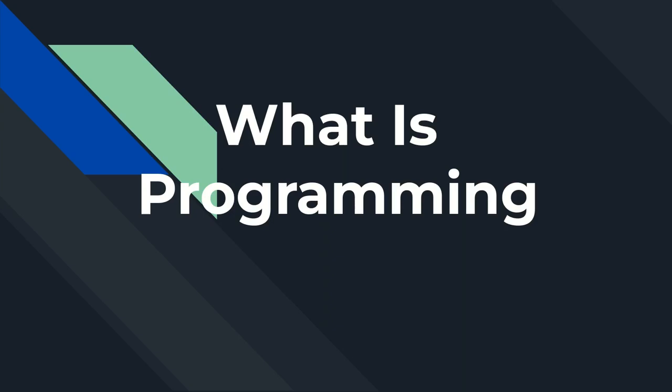So let's take a look at computer programming. So what exactly is programming in itself? Programming is basically, in simple terms, a process of writing a set of instructions, which is a computer program, for a computer to follow in order to perform a task.